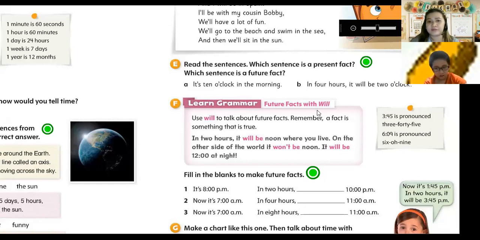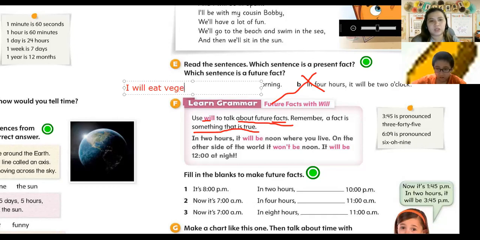Okay, there you go. So again, future facts with will. We use will to talk about future facts. So always remember that when you use this one, that's always about the future. Future facts. And when we say fact, it is something that is true. So you will not say fact if it is not true. For example, you will say, I will eat vegetables tomorrow. And then if you will not eat vegetables tomorrow, meaning it's not a fact. So you should always use will to talk about future facts.